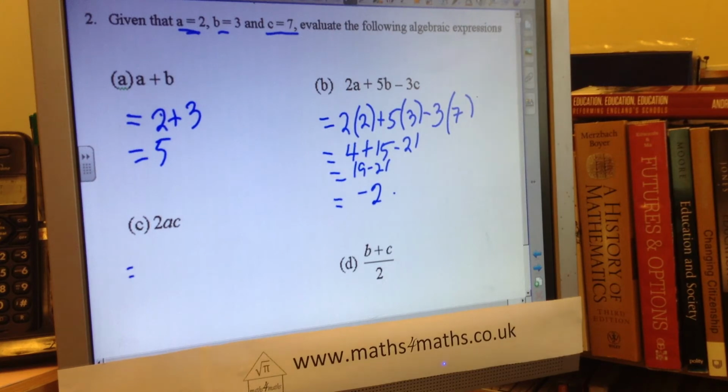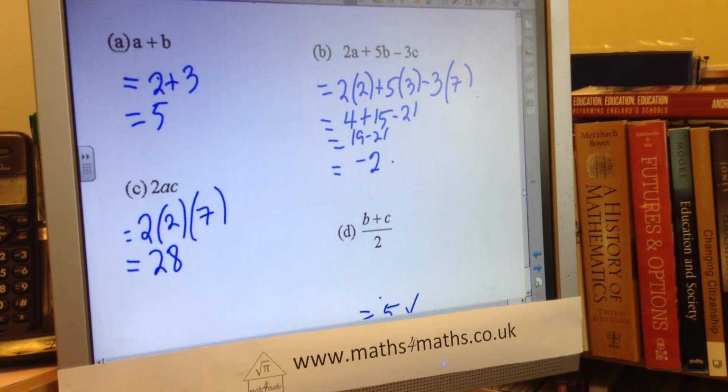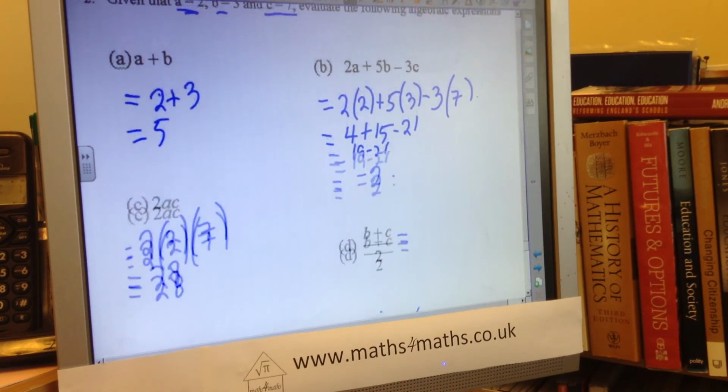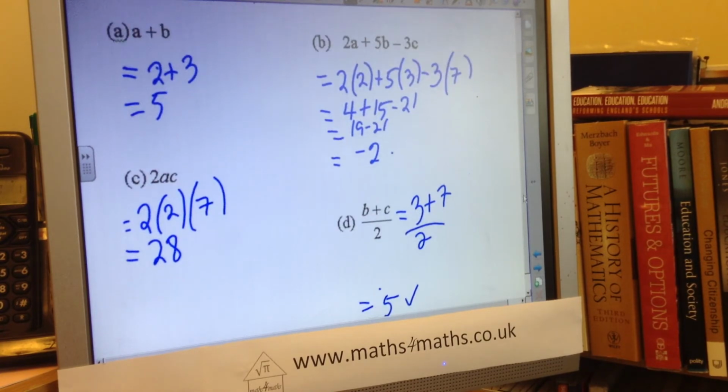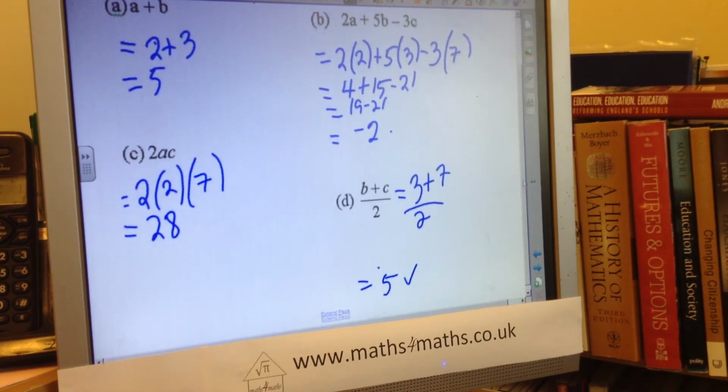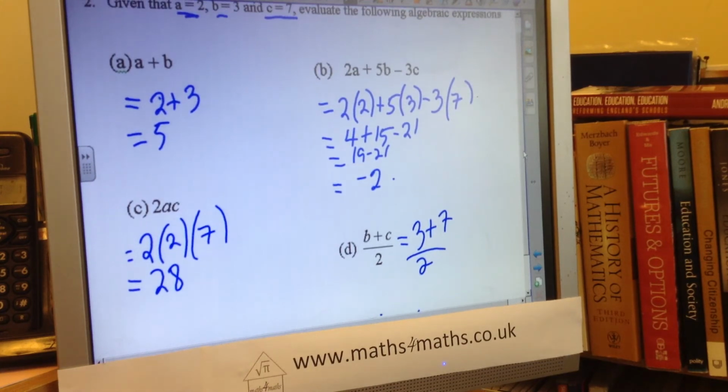2ac means twice, 2 times a times c. So we have 2, our a is 2, our c is 7. So we're going to get 2 times 2 is 4, 4 times 7 to give us 28. Next, b add c, our b is 3, our c is 7, we divide that by 2. So that will be equal to 10 over 2 to be 5.